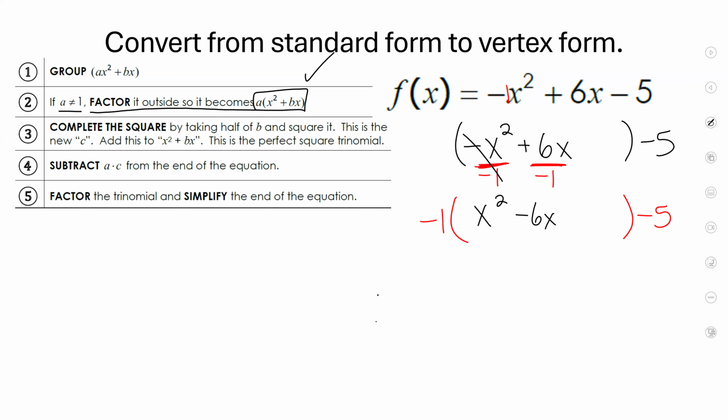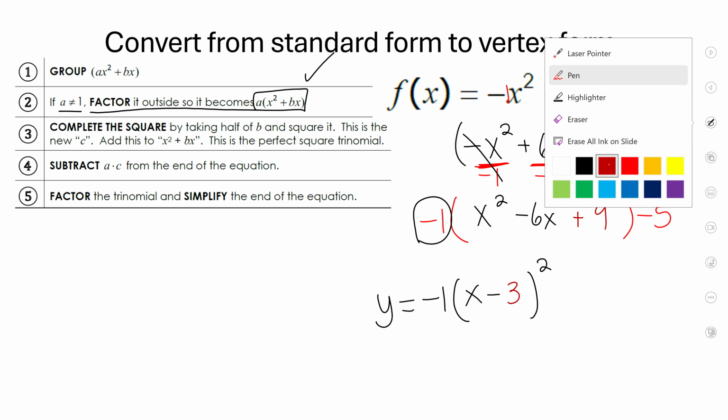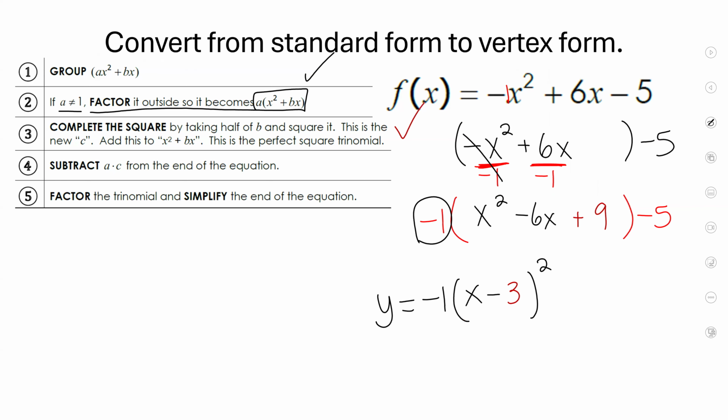So let's set up my answer. Remember, your A value will be right here. This is a minus sign, so it'll be a minus. So you have to ask yourself, what is half of 6? 3. Now square the 3 and you get 9. So we did completing the square.